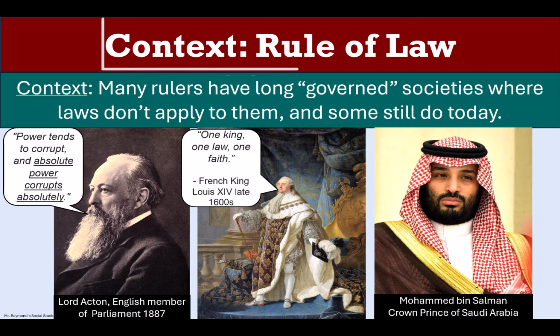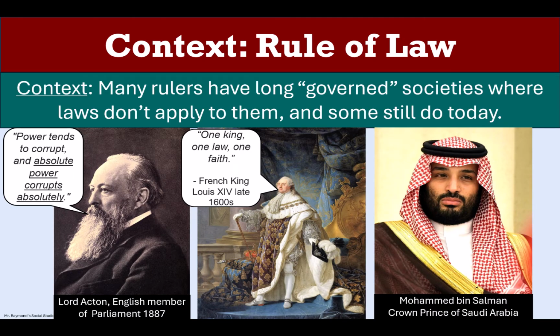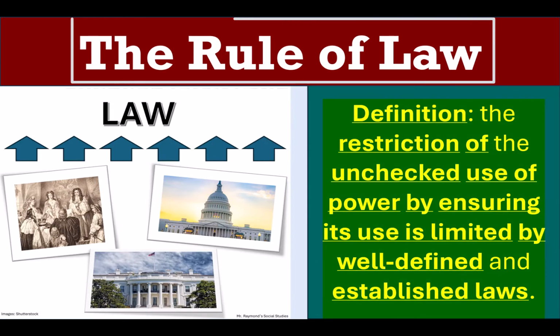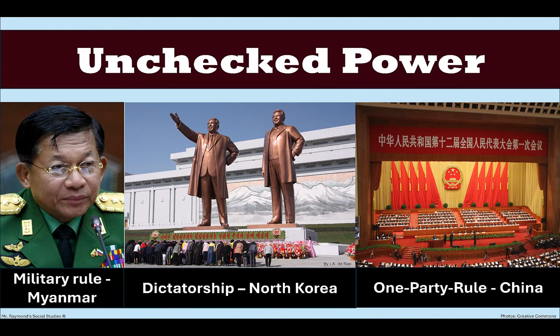So, to provide some historical context for today's lesson, many rulers have long, quote-unquote, governed societies where laws don't apply to them, and some still do today. Now, our definition of the rule of law is the restriction of the unchecked use of power by ensuring its use is limited and well-defined by established laws. And that word unchecked is going to mean more to you as you learn all the checks and balances the US has in place. But in this case, unchecked just means that there is not a system in place to limit the power of a leader or government.